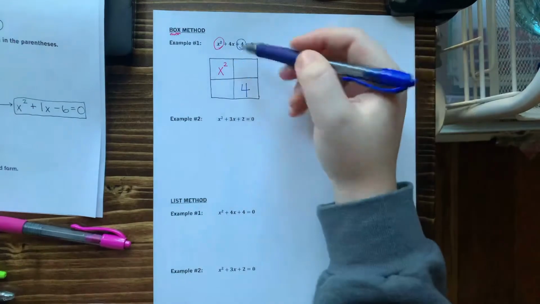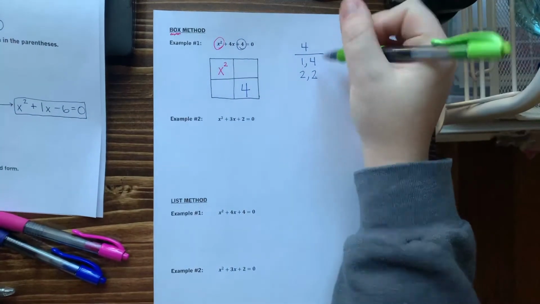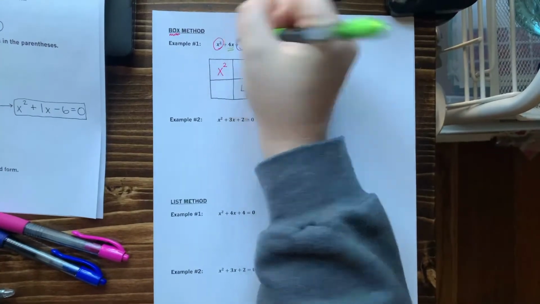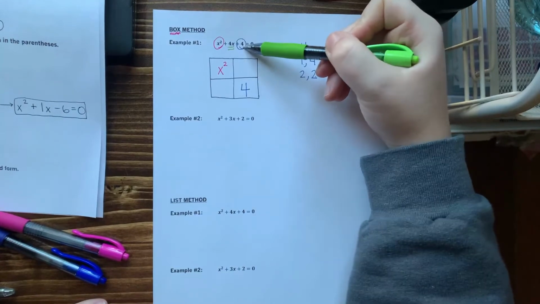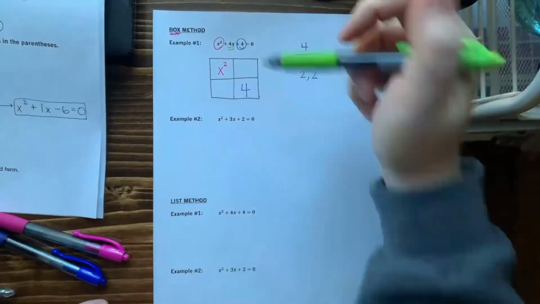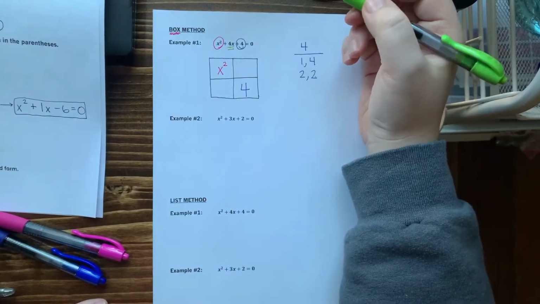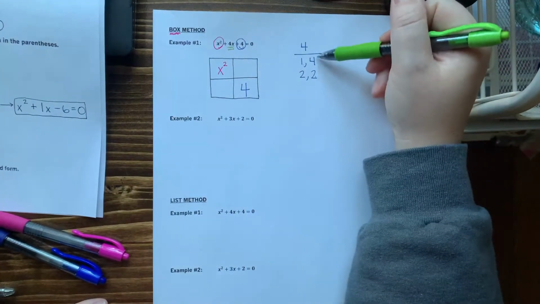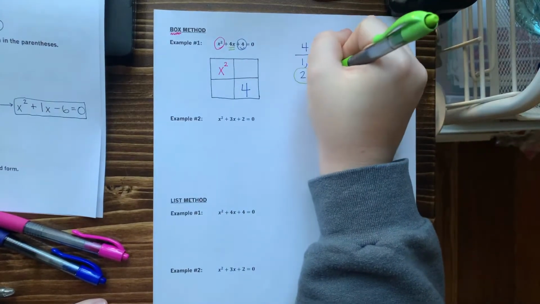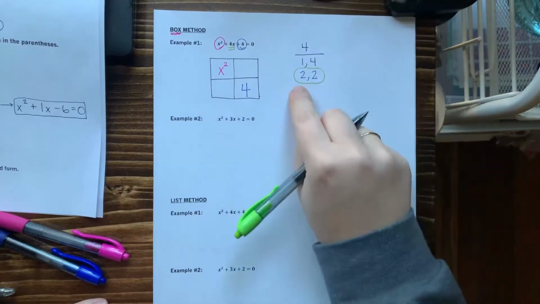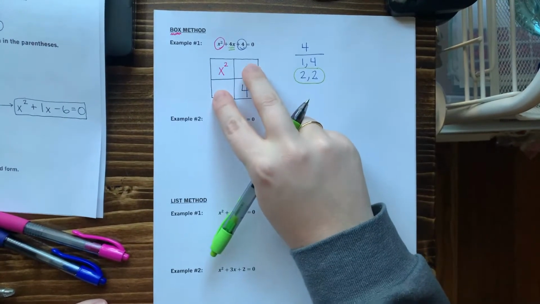Then we ask ourselves, which of these pairs add to get this middle number? Again, we want 2 numbers that multiply together to get our last number and add together to get our middle number. So which of these add together to get 4? 2 and 2. 2 times 2 is 4, and 2 plus 2 is 4. And so that is how we're going to fill in our last 2 boxes.